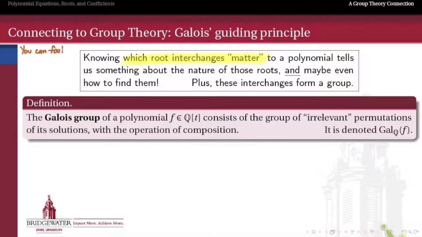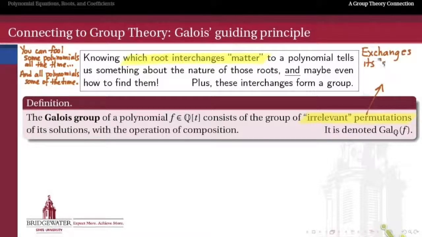So which root interchanges matter? Which coffees can I switch and nobody will notice? And which coffees, when I switch them, will people actually notice? Will polynomials that used to be satisfied no longer be satisfied? So you can fool some polynomials all the time, and you can fool all polynomials some of the time. But knowing which root interchanges will leave all polynomials satisfied by those roots, knowing those interchanges will help us to understand something about this polynomial.